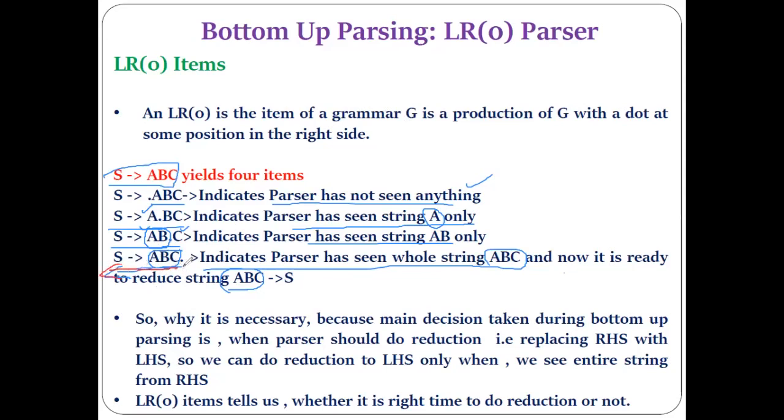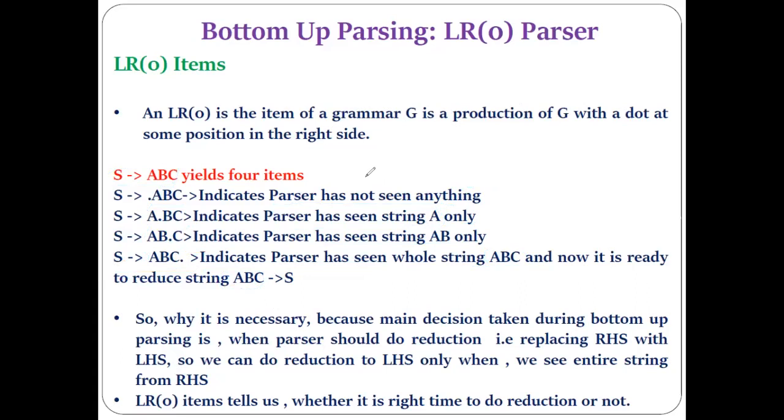So the dot at the right hand side of the whole string indicates that this is the final item, in the sense that the parser has seen all of this string. And when the parser has seen all this string, the parser can take the decision of reducing ABC to S. Because in bottom up parsing, we perform reduction. We reduce the right hand side to the left hand side, which means we replace the right hand side with the left hand side. Now why is this item required?